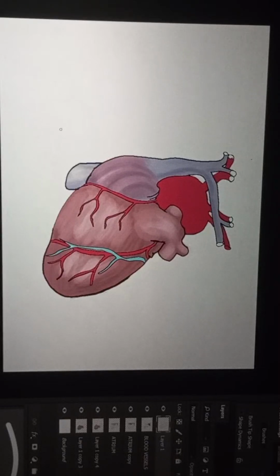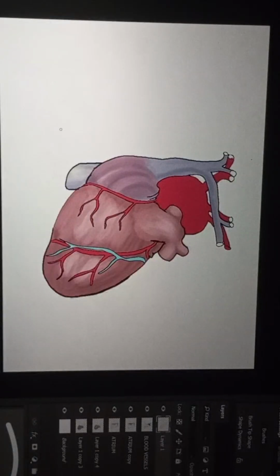So that makes it very handy for us to be doing all these things. So this picture of a heart.